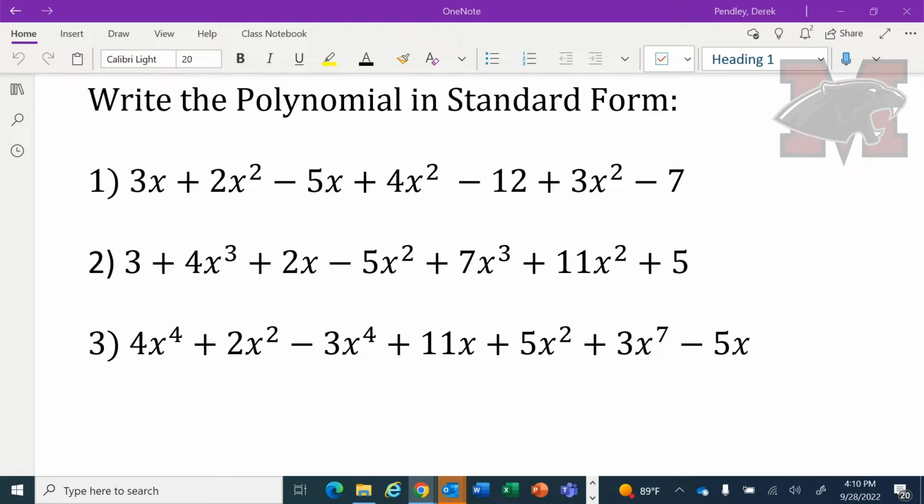Go ahead and take out your notebooks and start on the warm up. What we're going to do is something from yesterday. So, what I'd like you to do is write down the polynomial in standard form, but also tell me what the leading coefficient is. So, take some time to do that. And then I'll come back and review it.